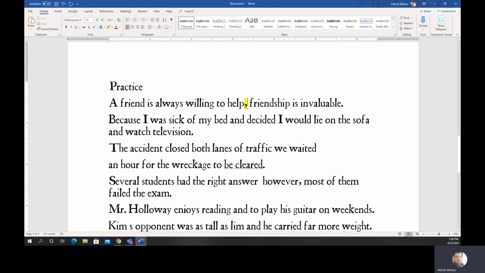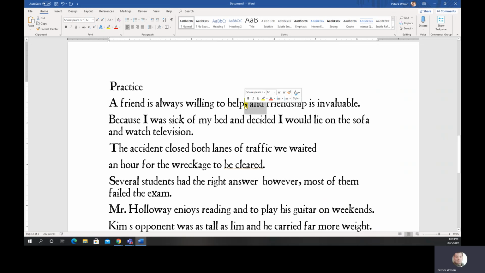One is you can let the comma be a flag for you, and you can interject a fanboy. Now, some of you have probably heard of fanboys or coordinating conjunctions: for, and, nor, but, or, yet, and so. So you want to fit the right one that connects this sentence together. So you could say, comma, and friendship is invaluable. That would be one way that you can correct a sentence.